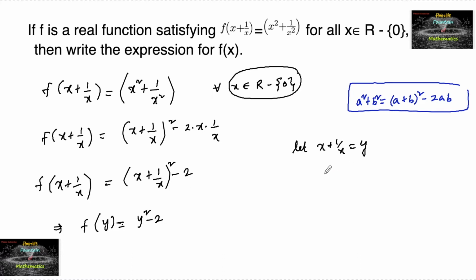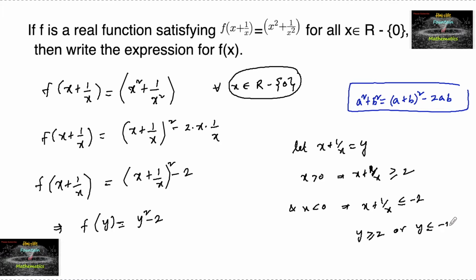So since for x is positive, we can say x plus 1 upon x is always greater than or equals to 2. And for x is less than 0, we can say that x plus 1 upon x is always less than or equals to minus 2. So finally, we can just conclude that y is greater than or equals to 2, or y is less than or equals to minus 2. So that is mod y is greater than or equals to 2, we can write.